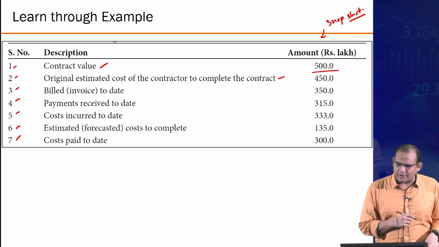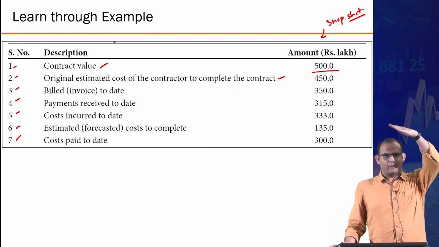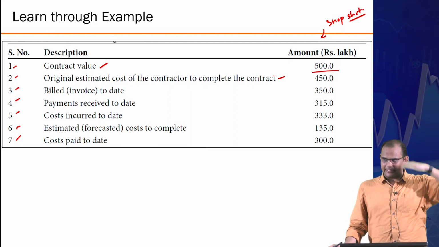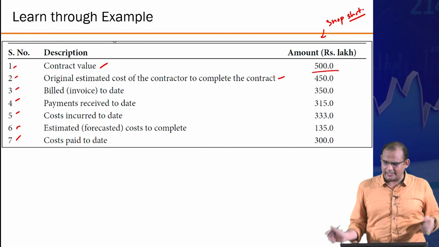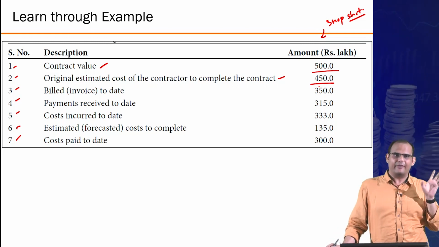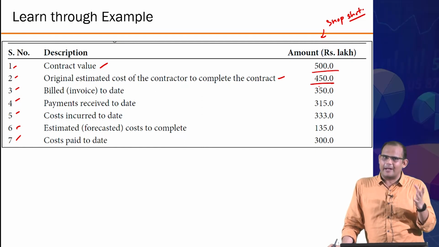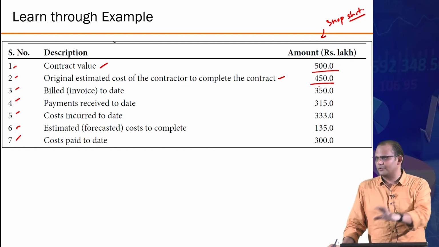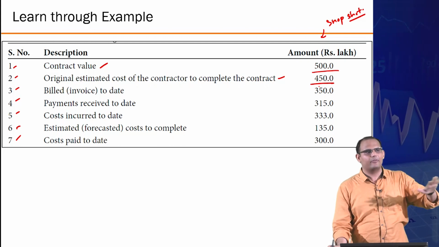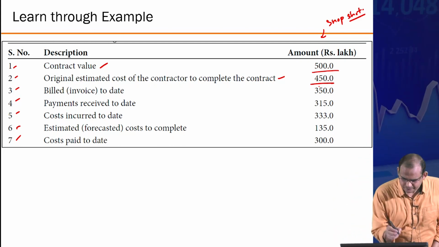Original estimated cost of the contractor to complete the contract. Contract value is 500, but as a contractor, you have estimated that your actual cost will be only 450 lakh rupees, not the 500. The remaining of it is what? Profit margin, some sort of a risk assessment and all those things. You are essentially saying my cost will be 450. I am going to get paid 500 for this, right?